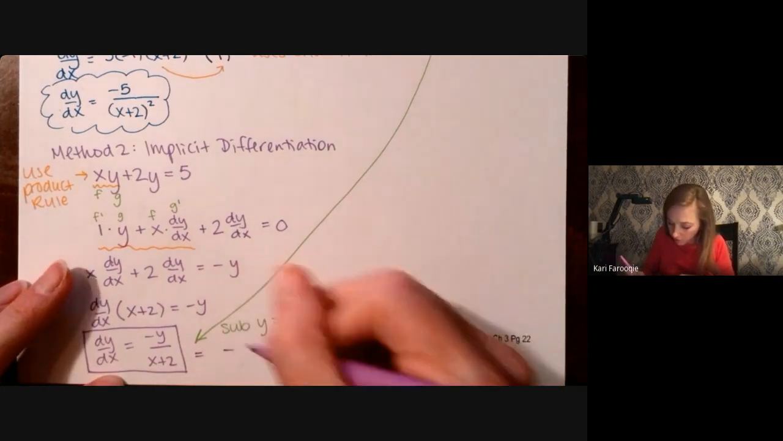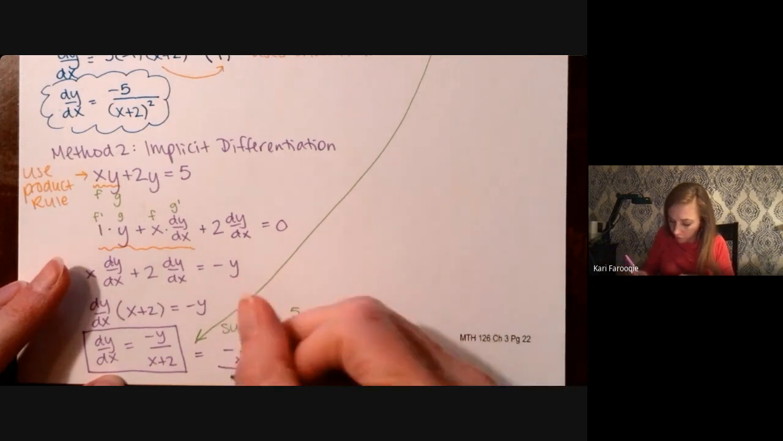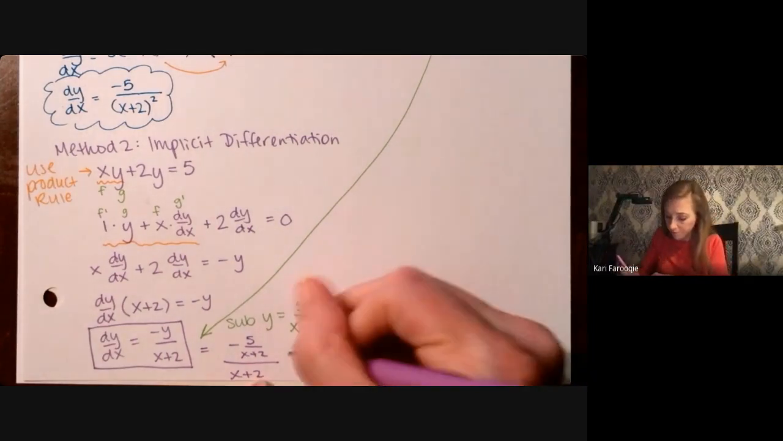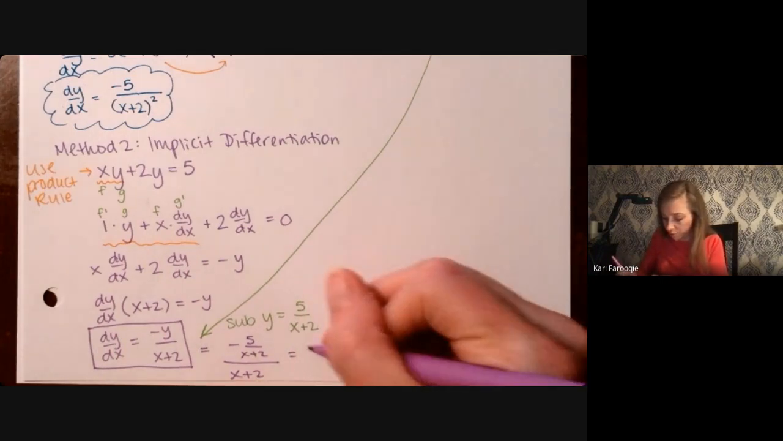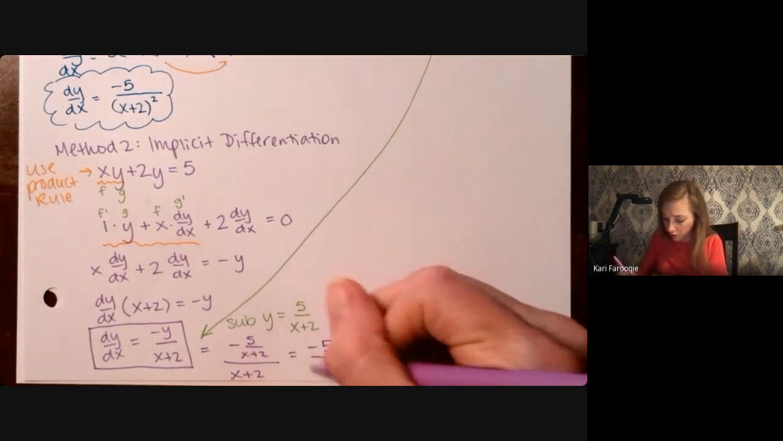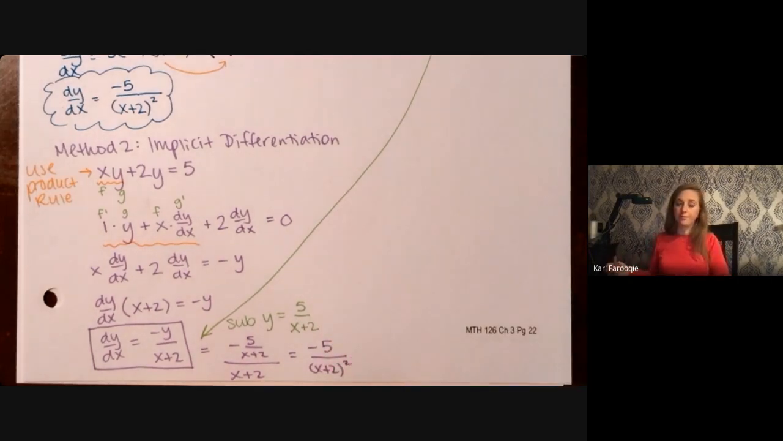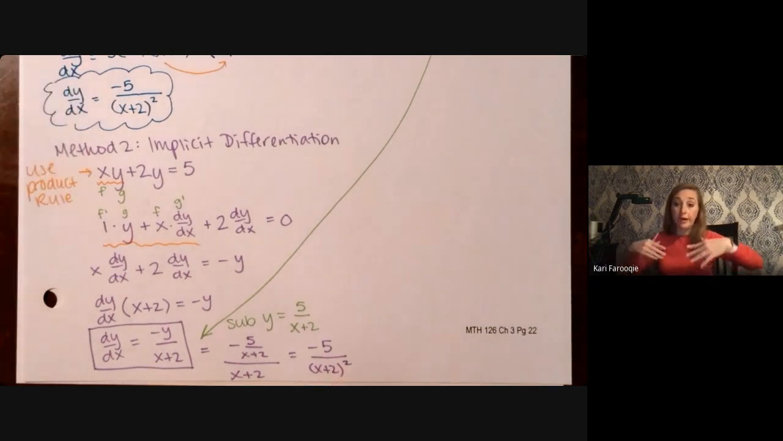So now I can say negative 5 over x plus 2 divided by x plus 2. And instead of dividing, you can multiply by the reciprocal. So you're going to be multiplying by 1 over x plus 2. And this leaves you with negative 5 over (x plus 2) squared, which is the exact same thing that you got when you took the derivative explicitly.